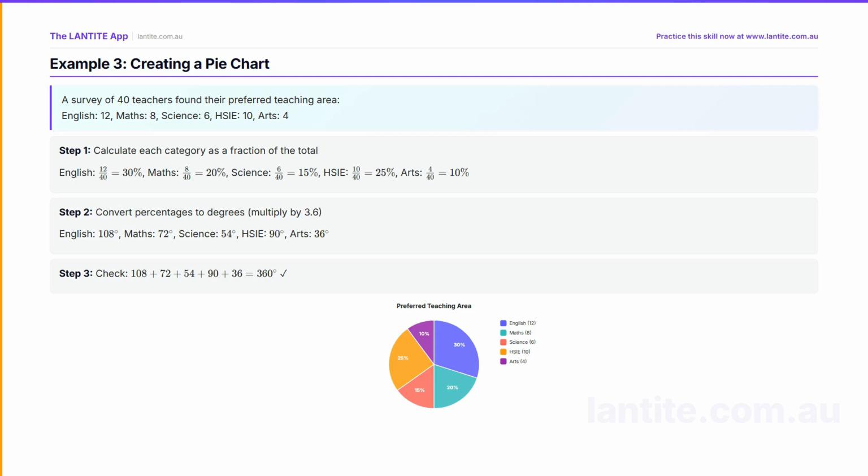Step 2. Convert percentages to degrees by multiplying by 3.6. So English is 30 times 3.6, which is 108 degrees. Step 3. Always check that your angles add up to 360 degrees. 108 plus 72 plus 54 plus 90 plus 36 equals 360. Perfect.